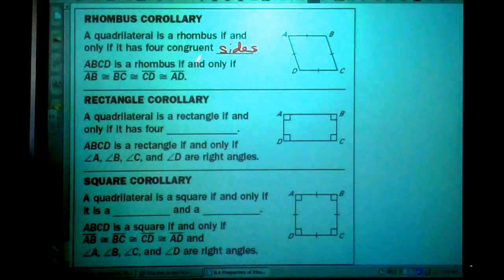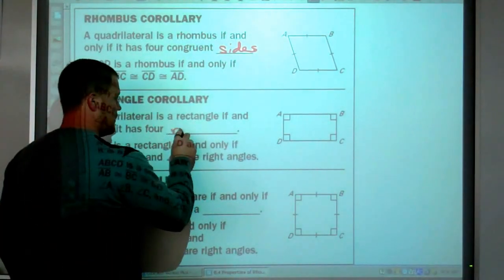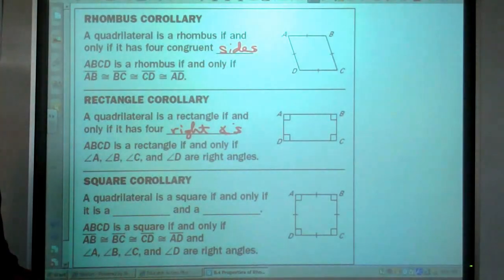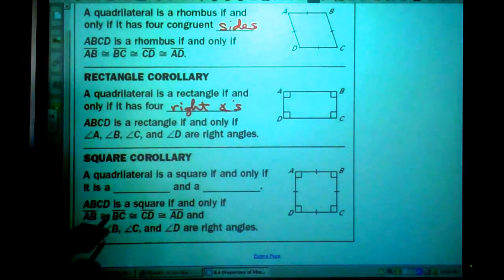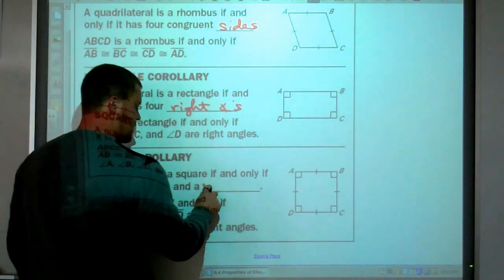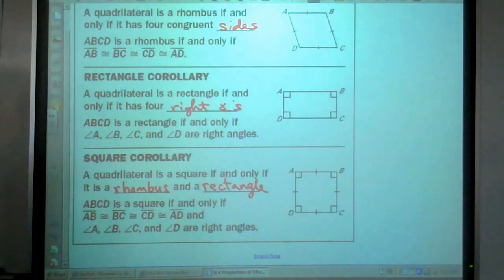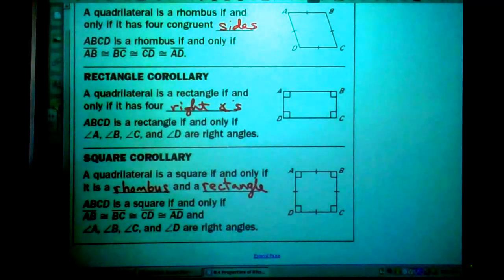Okay? Biconditional statement. A quadrilateral is a rectangle if and only if it has four right angles. Okay, again, biconditional statement, two-way street, works both directions. And lastly, a quadrilateral is a square if and only if it is a rhombus and a rectangle. Meaning it's a rhombus, so it has four congruent sides, and it's a rectangle, so it has four right angles.